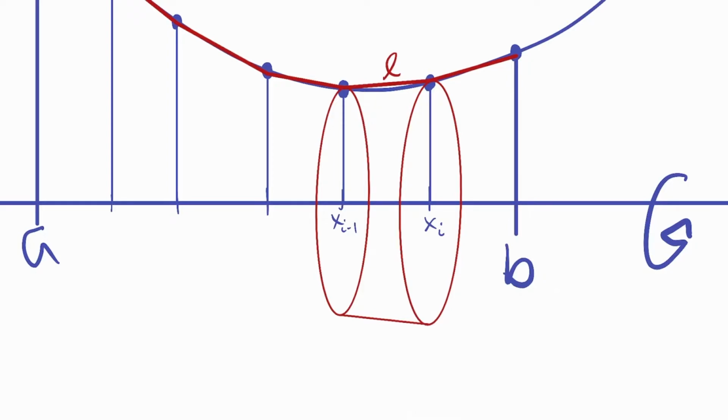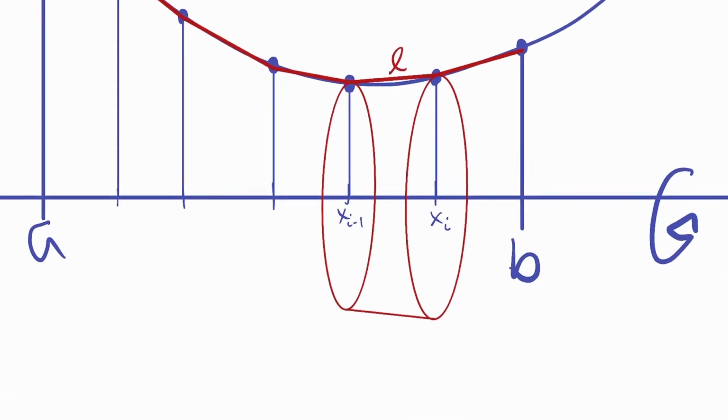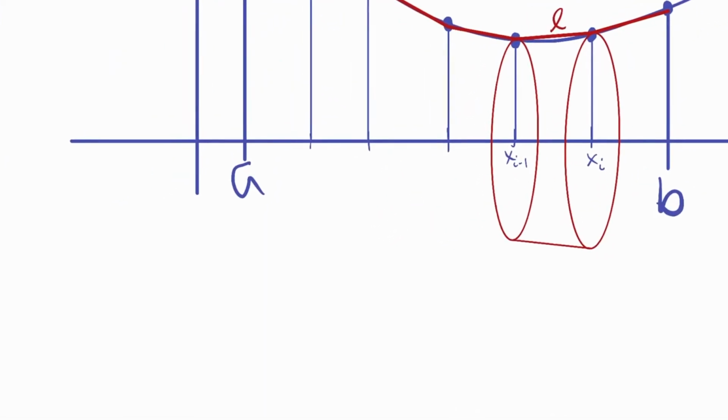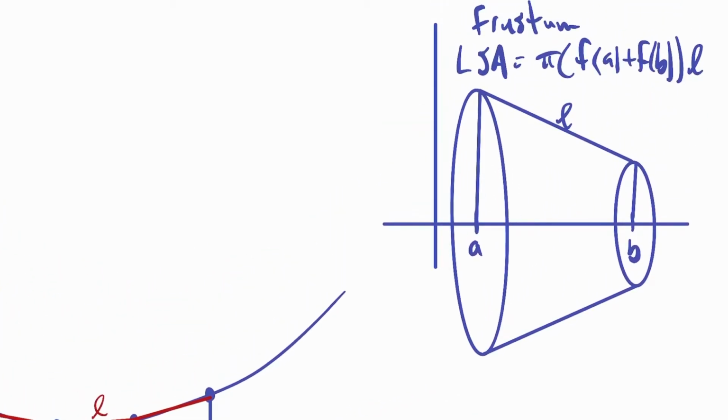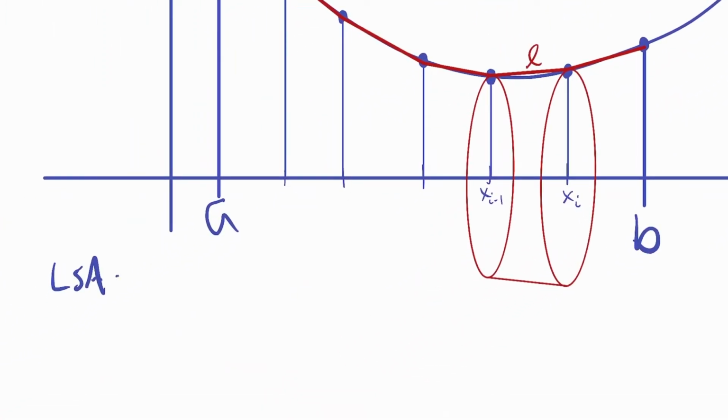Okay, so the lateral surface area of that section, where do I want to put it? Let's put it here. Let's switch to blue. The lateral surface area of that frustum, based on the formula that we talked about briefly up here, is pi times f of xi minus 1 plus f of xi times L. L being the arc length section that we talked about previously.